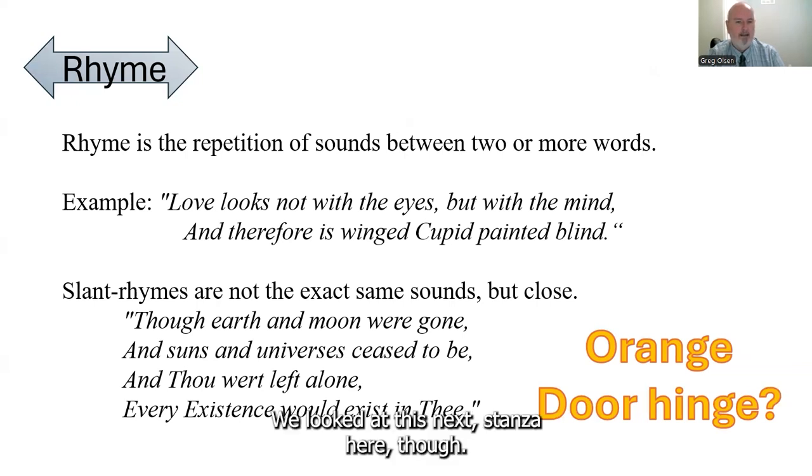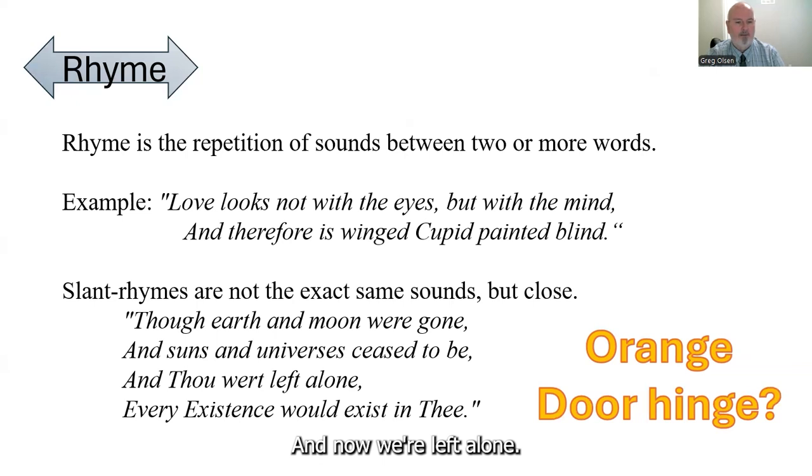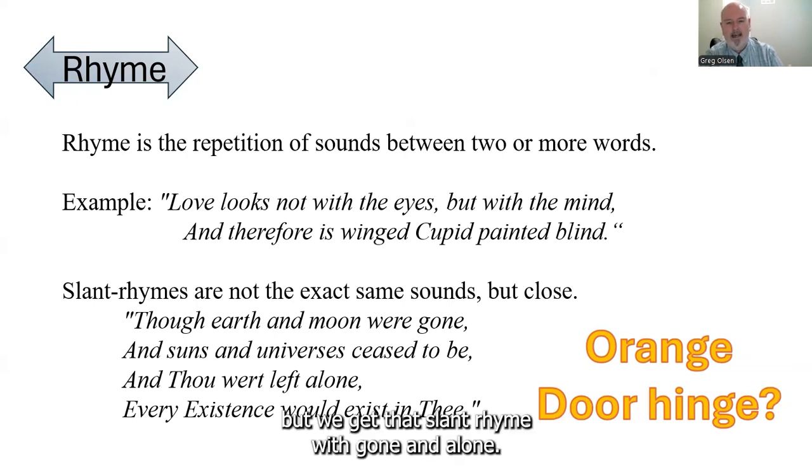We look at this next stanza here. Though earth and moon were gone, and suns and universes ceased to be, and thou were left alone, every existence would exist in thee. So we do have a natural rhyme in be and thee, but we get that slant rhyme with gone and alone.